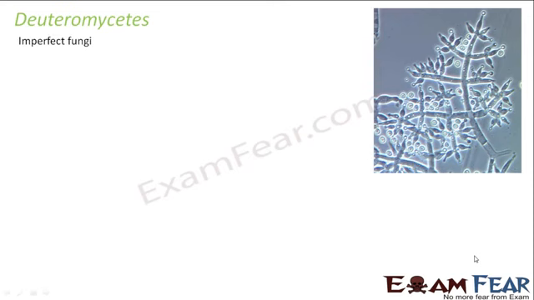So Deuteromycetes are commonly known as imperfect fungi. Interesting, right? Why are they known as imperfect fungi? What is there to be perfect or imperfect in a fungi? So let us try to see what makes them popularly known as imperfect fungi. What is so imperfect in them?